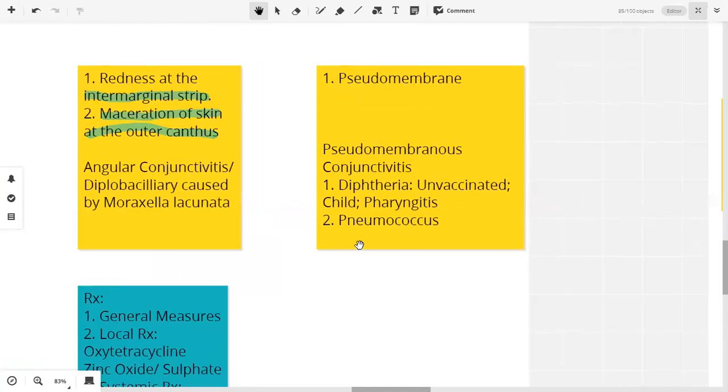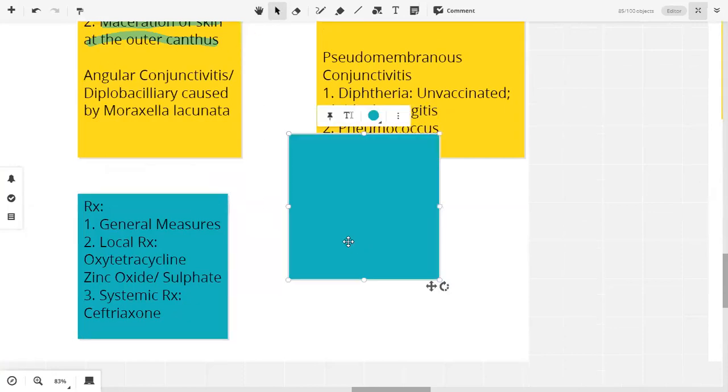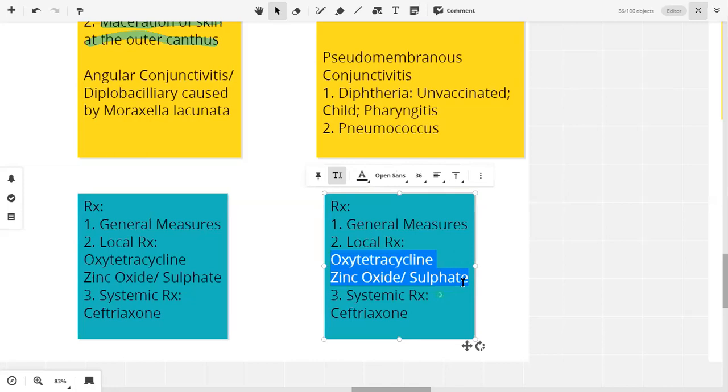And moving on to our last case, diphtheria and pneumococcus. We will follow the same layout, the same flowchart. That is general measures, number one. Second is local treatment. The third is systemic treatment. With local treatment, when we do not know the culture, we will start with ofloxacin.